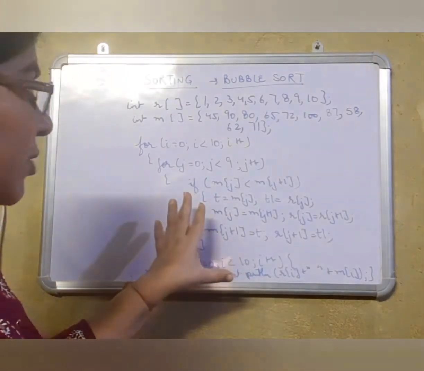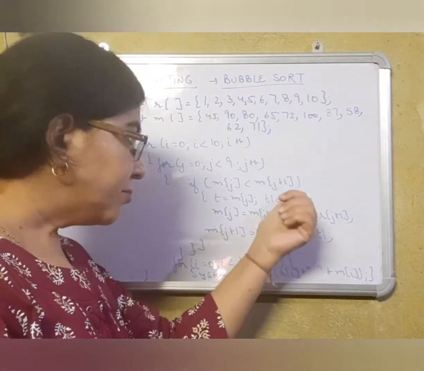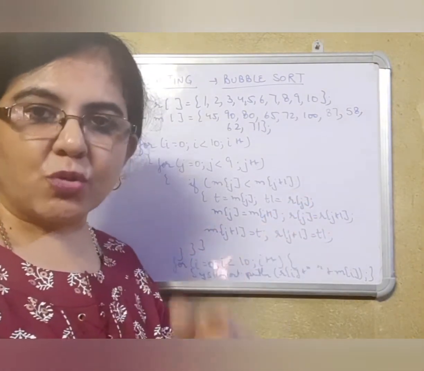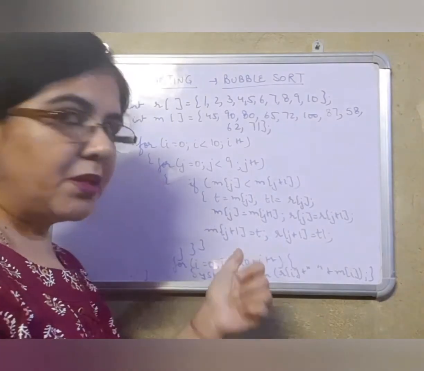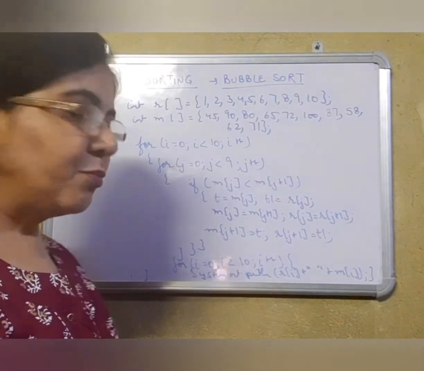So it is the same program. The only thing is I have used a less than sign, and I am swapping roll numbers also as I am swapping the marks. After that, at the end, we will run a for loop in order to print the roll number and marks.